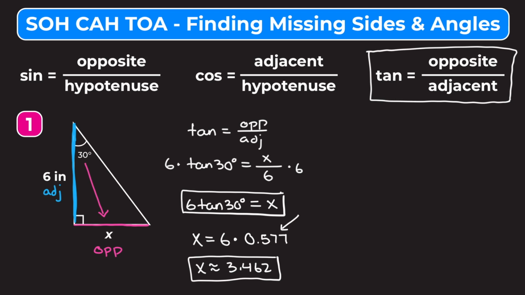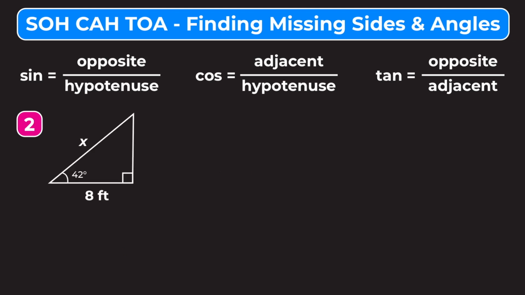So now let's go over one more example where we're solving for a missing side. So in this next example, we are again given an angle, and we are given one side, and we have to solve for one of the other sides. So let's figure out how these sides relate to this angle.